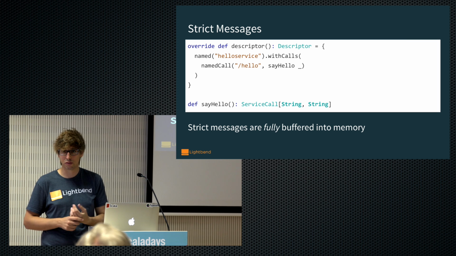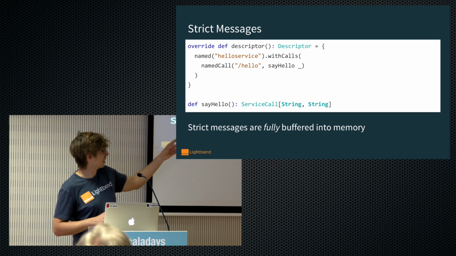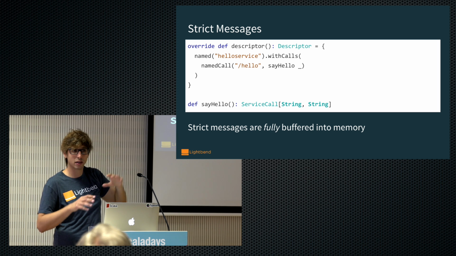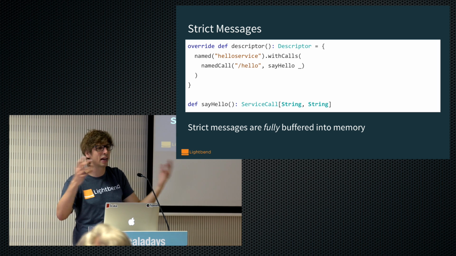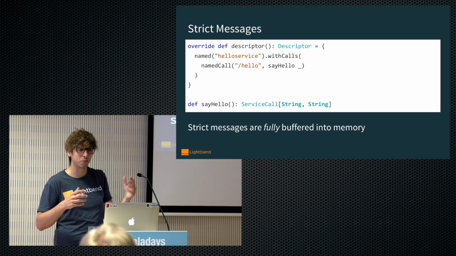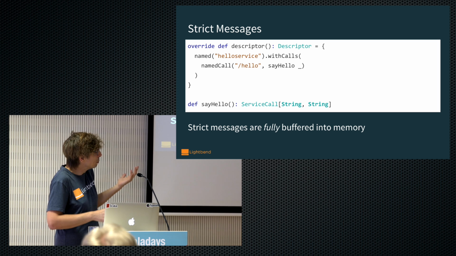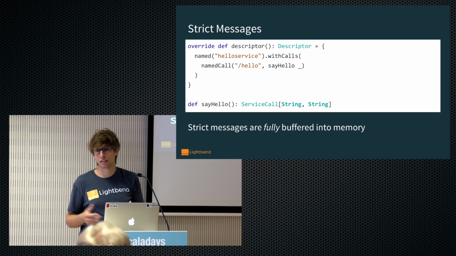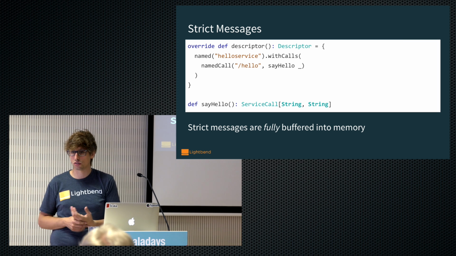So this is what we have seen before. This is declaring a strict message. So the ServiceCall, the fact that I'm passing a plain Scala type, String, it can be any other type, that means that the request and response types will be strict messages. And that basically means that your messages will be fully buffered into memory before your logic is going to be executed.